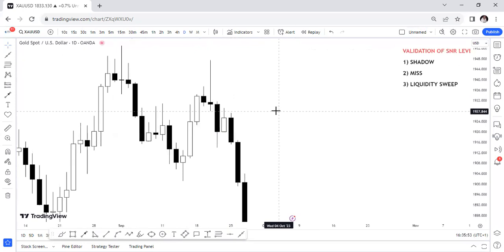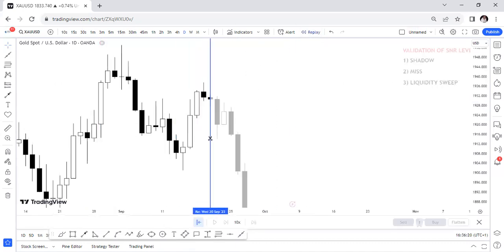The first one, we talk about shadow. What is shadow? Shadow is simply a candlestick wick. You see this tiny wick, it is the wick of the shadow. Upper wick, lower wick. That's what we call shadow. So now, how does shadow validate an SNR level? If we cut out this place, for example, let's cut out this place.